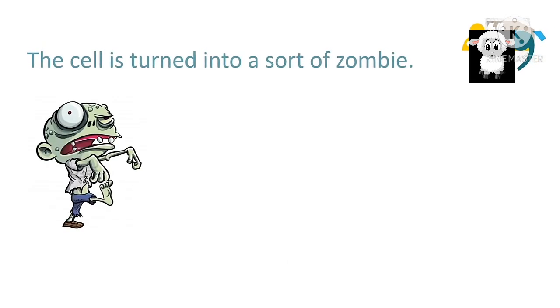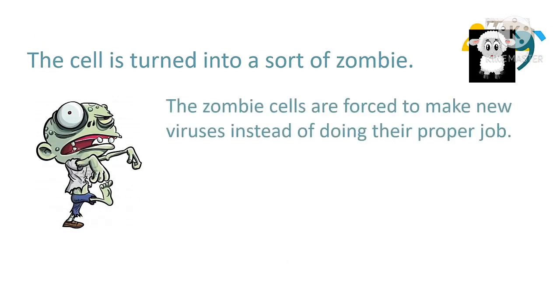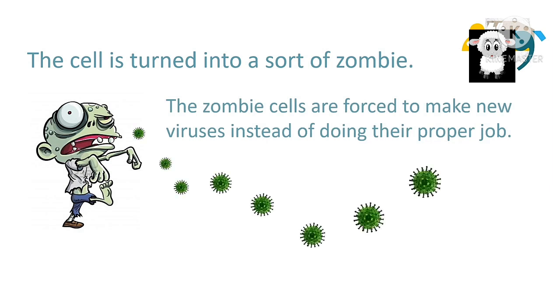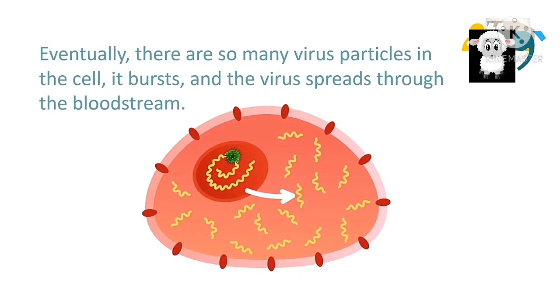The cell is turned into a sort of zombie. The zombie cells are forced to make new viruses instead of doing their proper job. Eventually, there are so many virus particles in the cell, it bursts, and the virus spreads through the bloodstream.